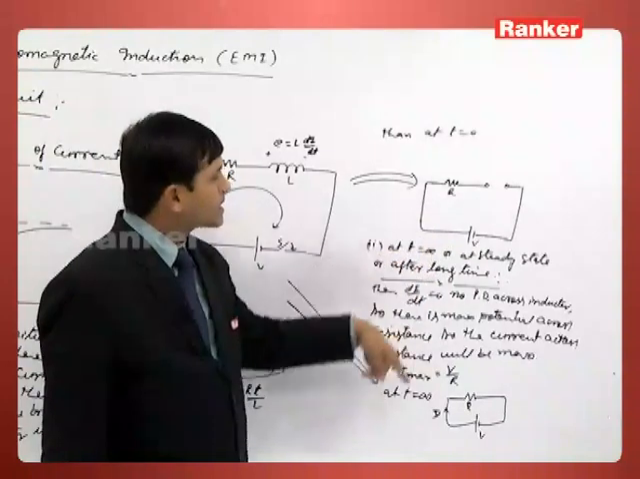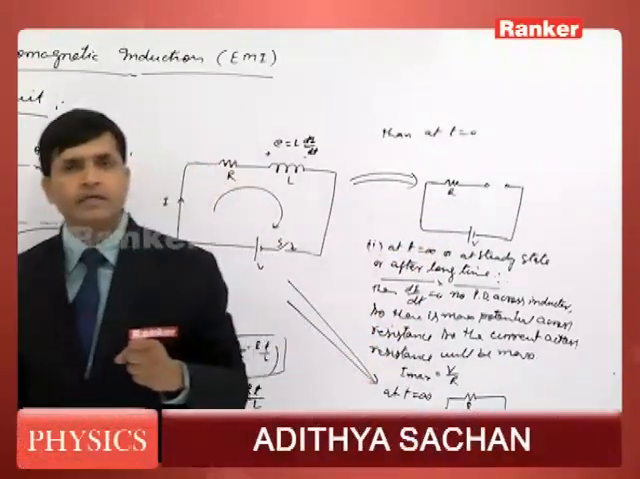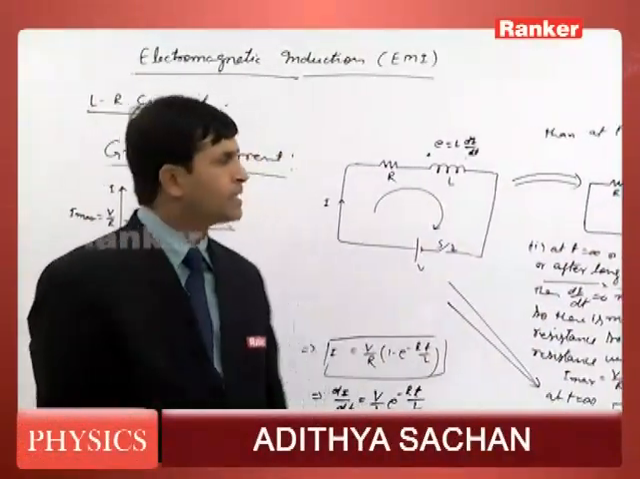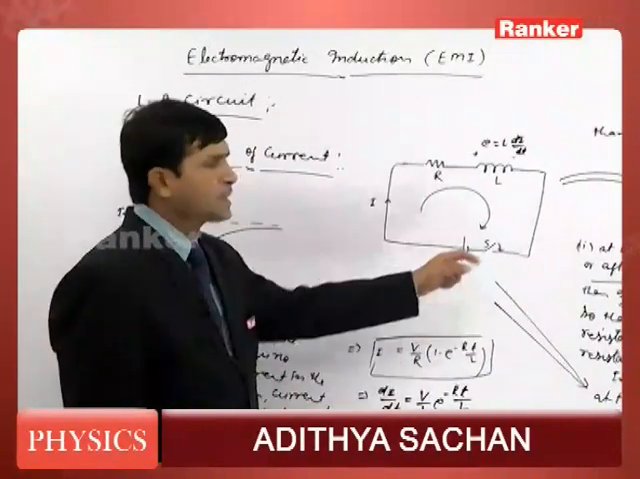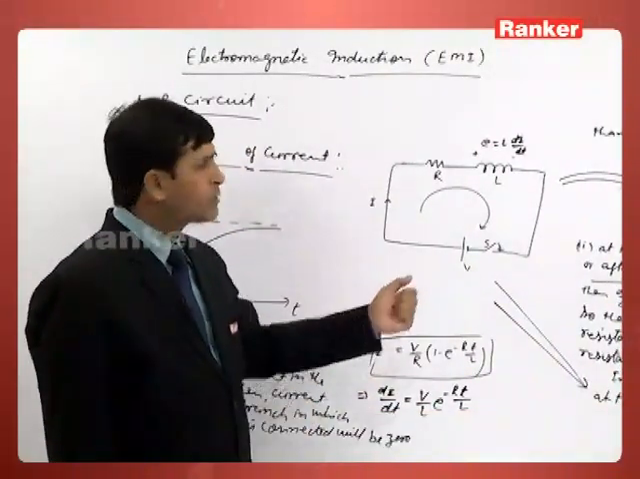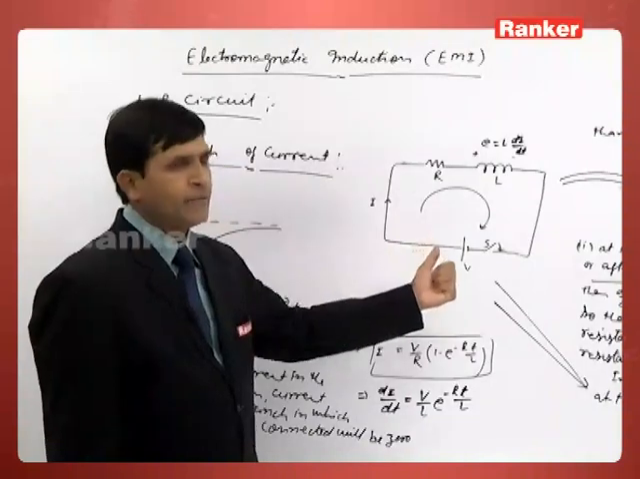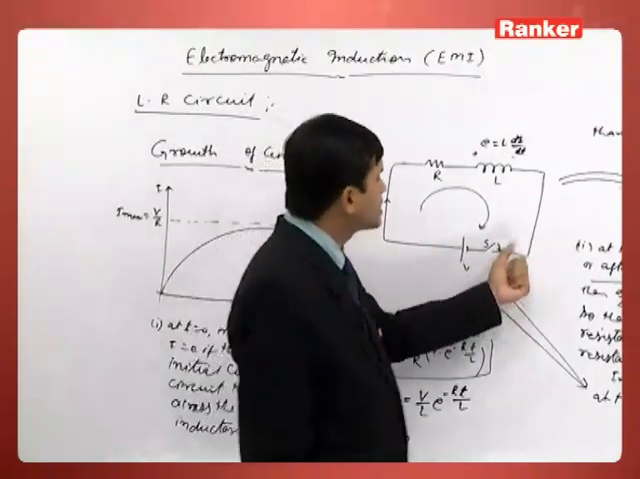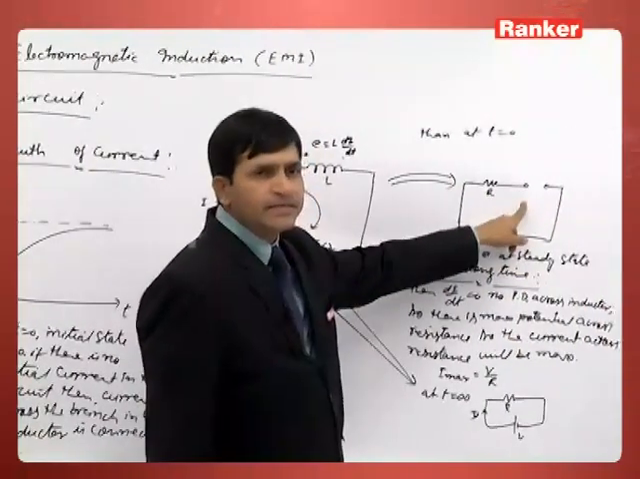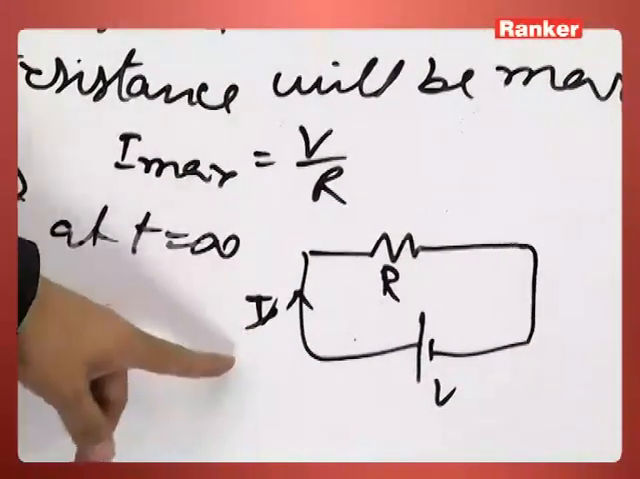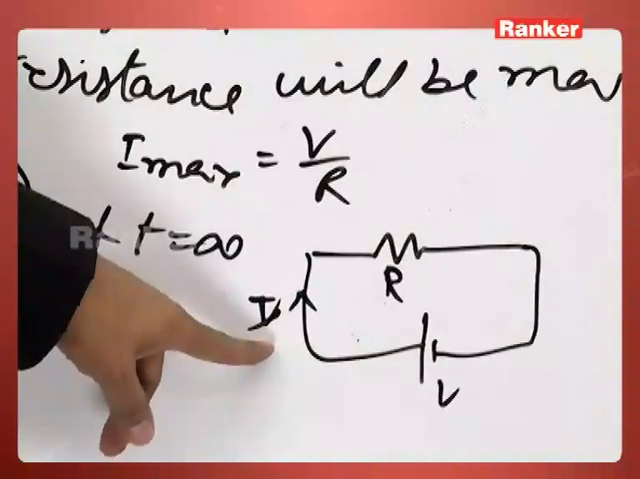But all these conditions are valid only when there is no initial current in the circuit and the switch was open. So as soon as the switch is closed, initially this will happen, and after a long time, this condition will come, that is, when current becomes maximum.